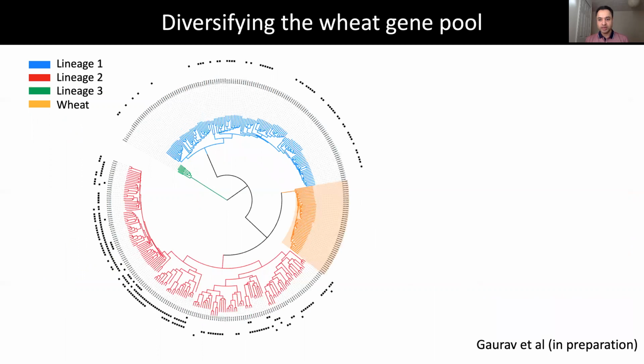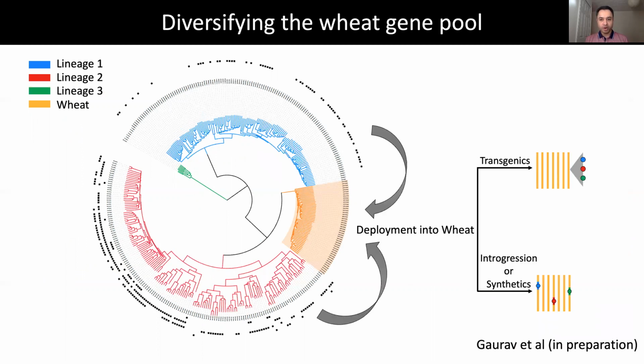All the genes that I have talked about appear to be absent from the historic wheat gene pool. This represents a great opportunity to use the D-genome progenitor for trait discovery and deployment of the identified genes into wheat through transformation and introgression, or by making synthetic wheat.